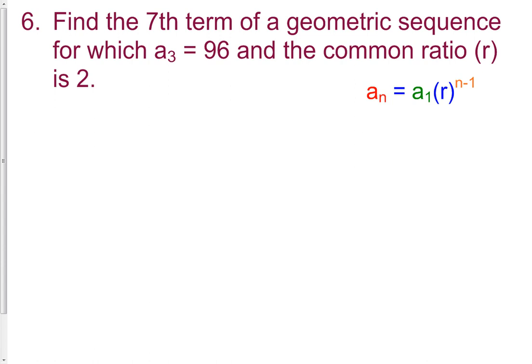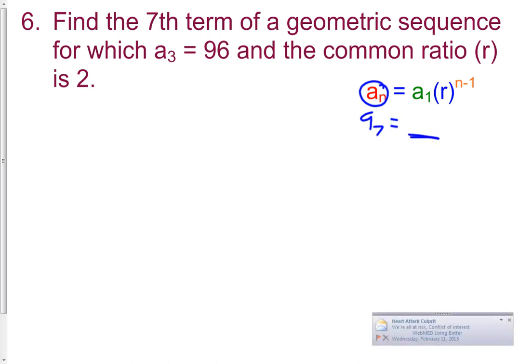Find the seventh term of a geometric sequence for which the third term is 96 and the common ratio is 2. All right, your end goal, you want to find the value of the seventh term. You want to find a sub 7. But what's too bad is you don't know the value of your first term.